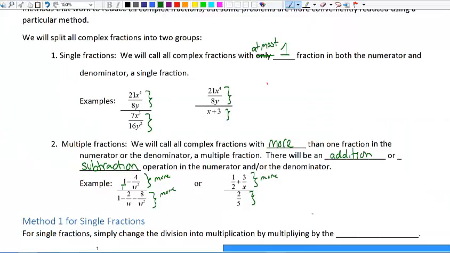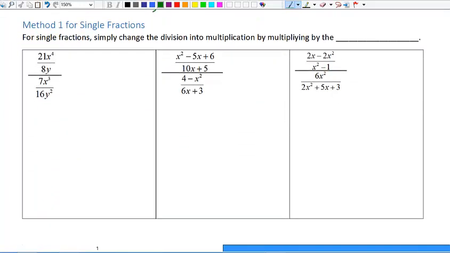So we're going to show you a method that is easiest to do on single fractions for method 1, and then we're going to show you a method that is easiest on multiple fractions. So for single fractions, for method 1, what we're going to do is simply change the division into a multiplication by multiplying by the reciprocal. We did this in an earlier lesson when we divided rational expressions.